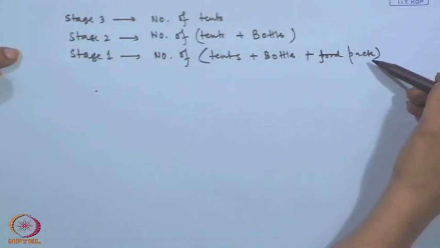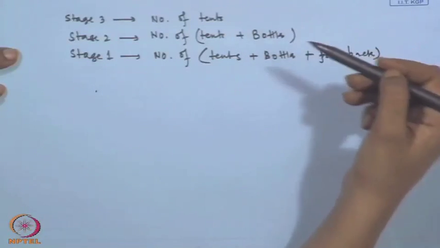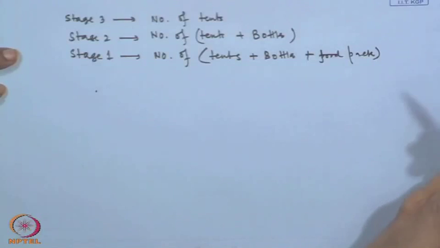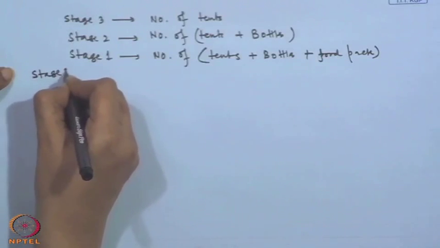We can consider the number of food packs first, then the number of food packs plus bottles, then number of food packs plus bottles plus number of tents. In that way also we can consider. Now, these are the different stages we have considered. Now, let us see, once we are considering the stage 3, what is happening in stage 3.